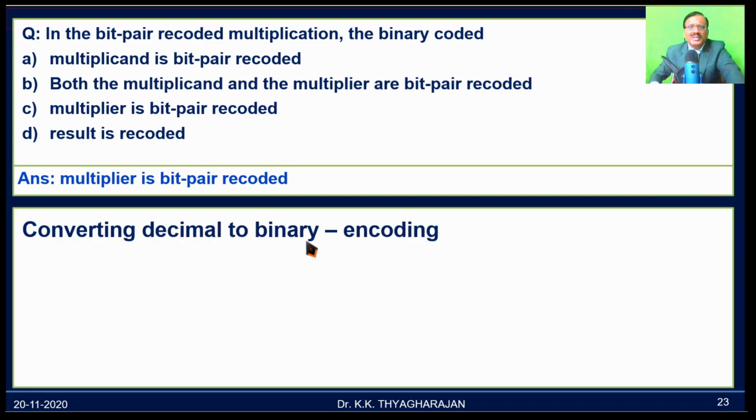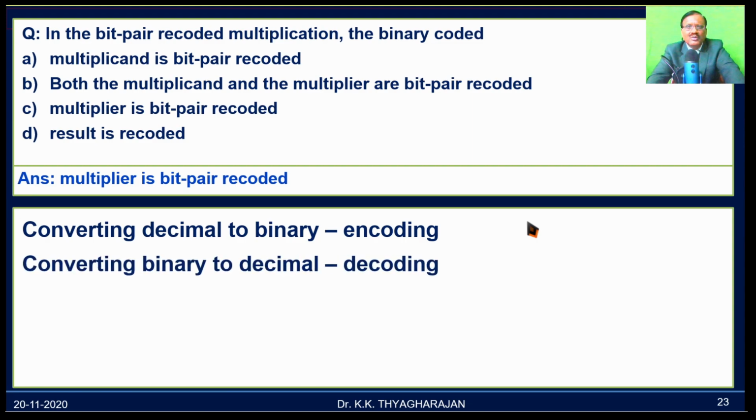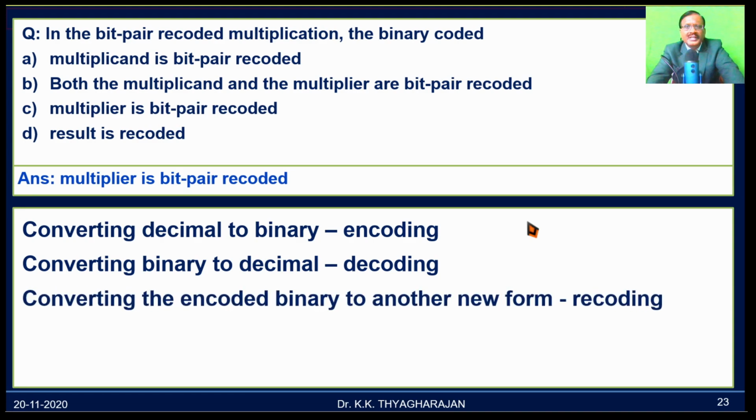I want to give some information to you. Converting decimal to binary is called encoding. Converting binary to decimal is called decoding. Converting the encoded binary to another new form is recoding. So Booth's algorithm is only recoding because the decimal value is encoded to binary, and from that binary again we are coding to some other form. So that is called recoding. So you should know the difference between encoding, decoding and recoding.